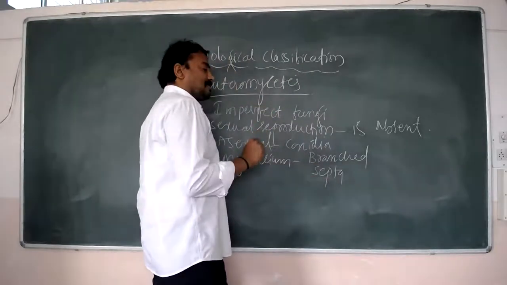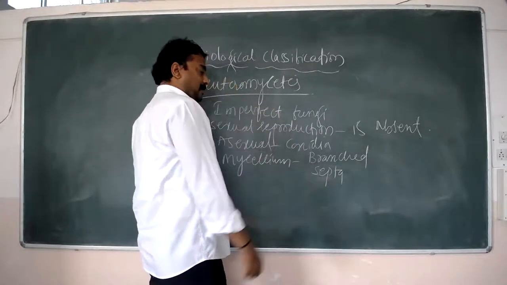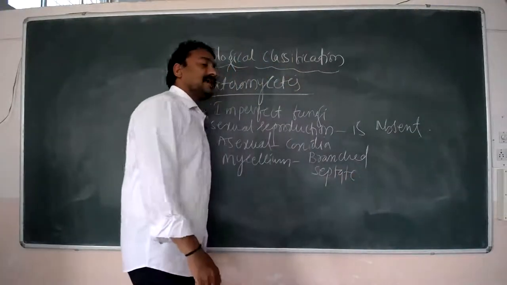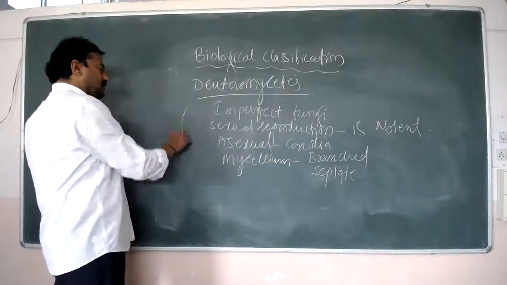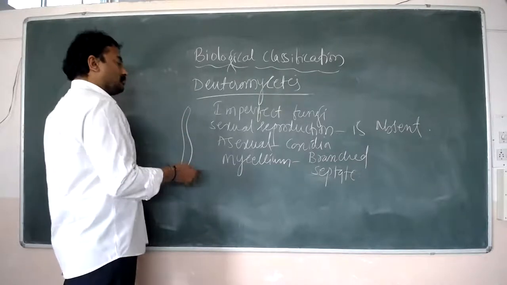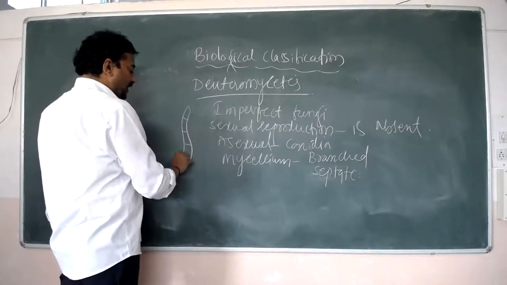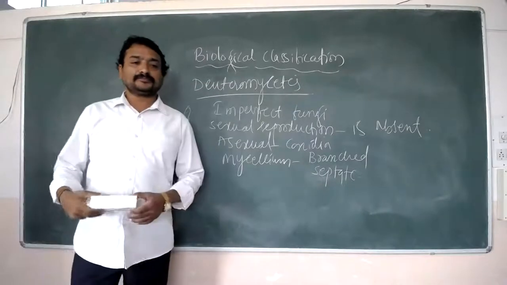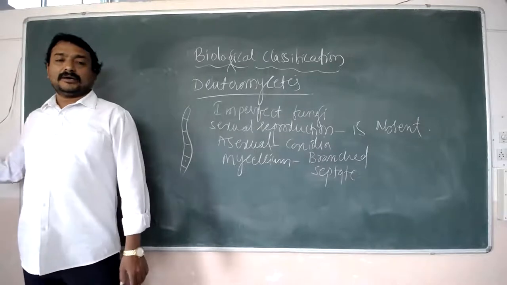Small partitions are found in the mycelium. That is septate, branched and septate. For example, the network of hyphae becomes the mycelium. These are found as septate.